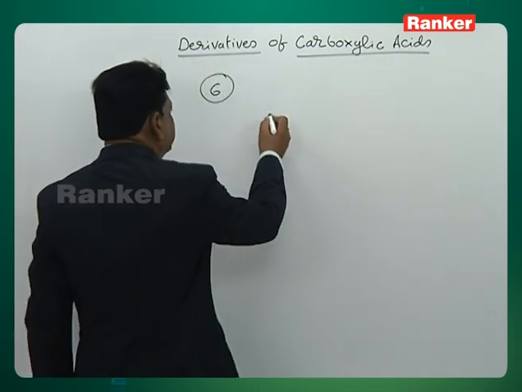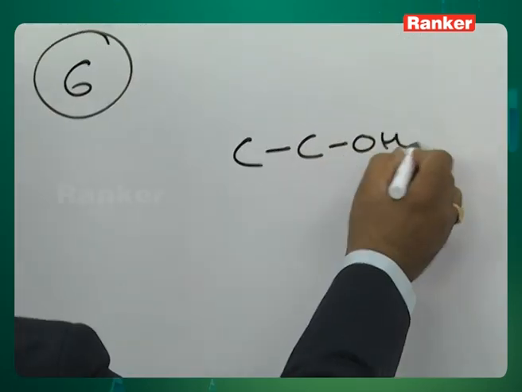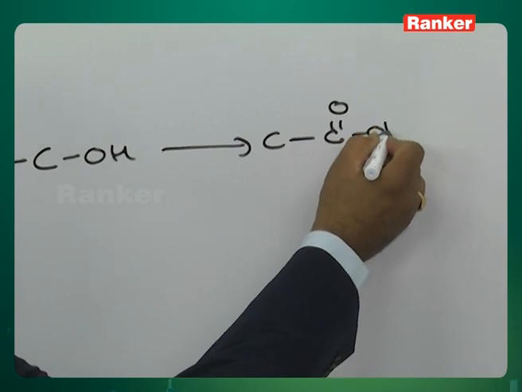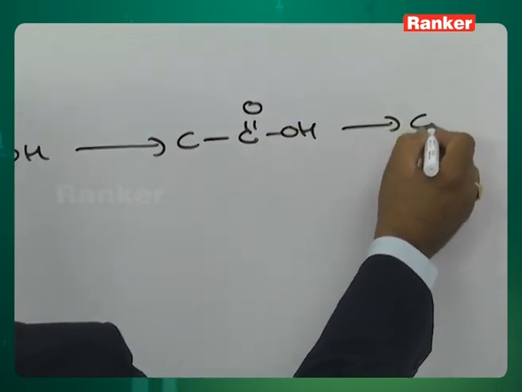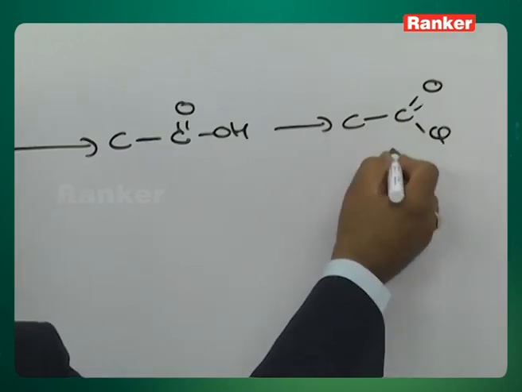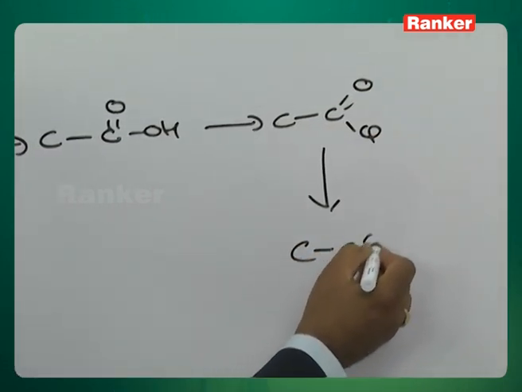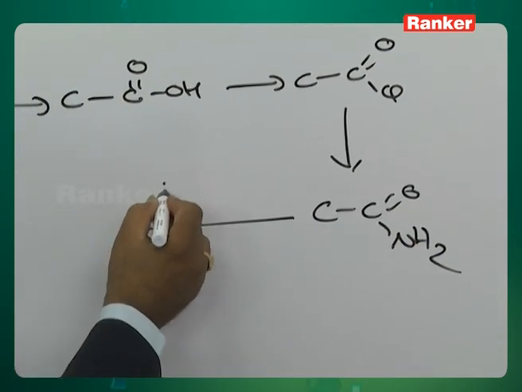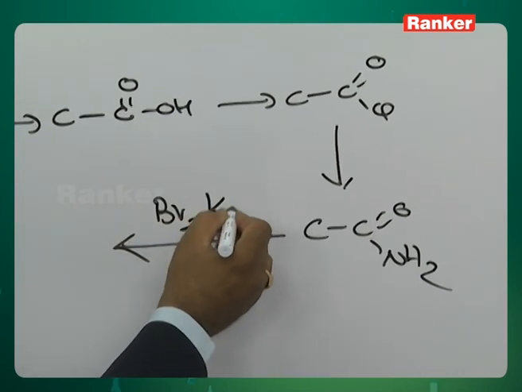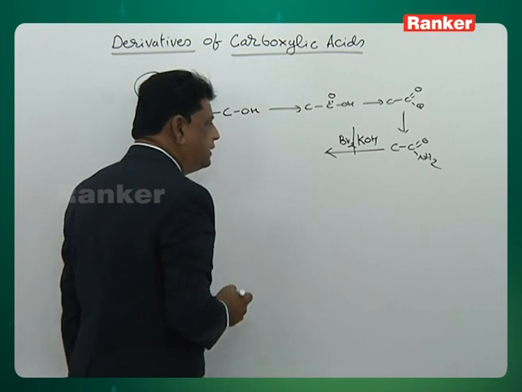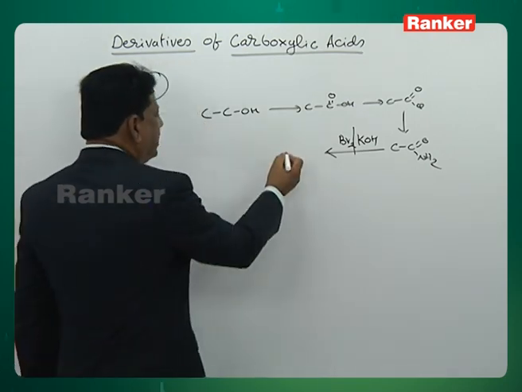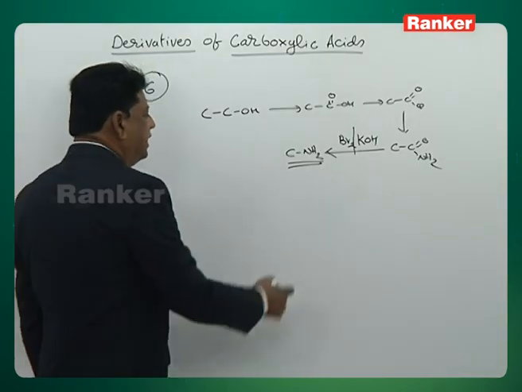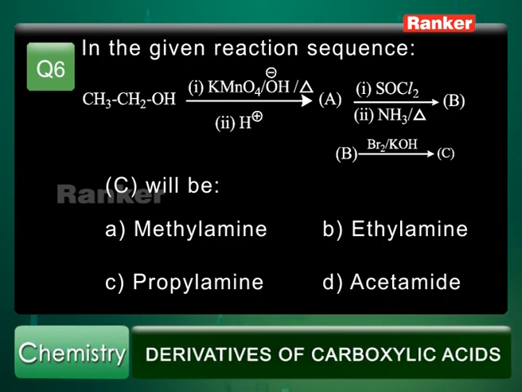In this reaction sequence, ethyl alcohol is oxidized to give acetic acid. Then subsequently, with thionyl chloride, it becomes acetyl chloride. Acetyl chloride with ammonia gives acetamide. Acetamide undergoes a named reaction with bromine and KOH. This is a popular reaction called the Hofmann bromamide reaction. The final answer, compound C, is methylamine. A is the right option.